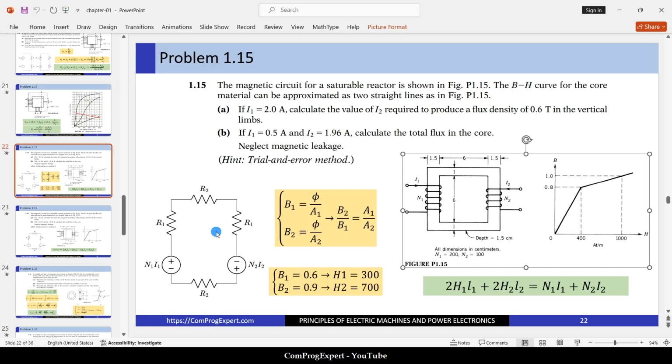Anyway, the aim in part A is to calculate the value of I2. So let's check. A, if I1 is 2 amperes, the value of the current for coil 1, calculate the value of I2 required to produce a flux density of 0.6 Tesla in the vertical limbs. So the value of the current for the first coil is given. The aim is to produce 0.6 Tesla in the vertical limbs. How can we solve this problem?